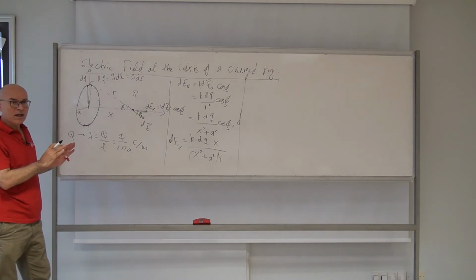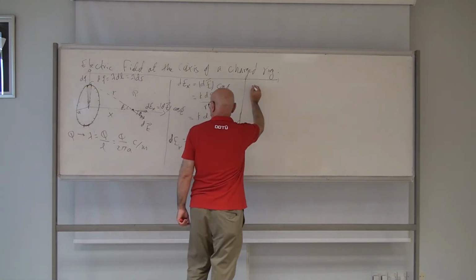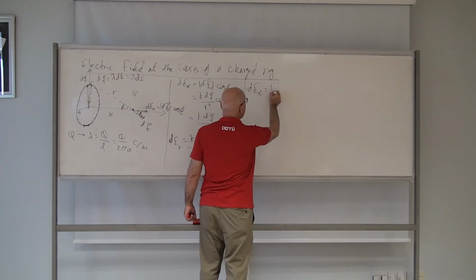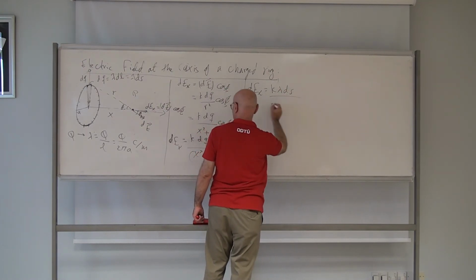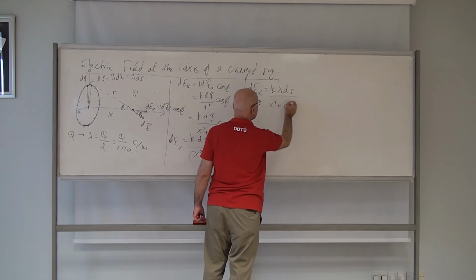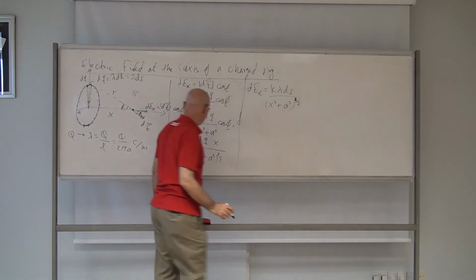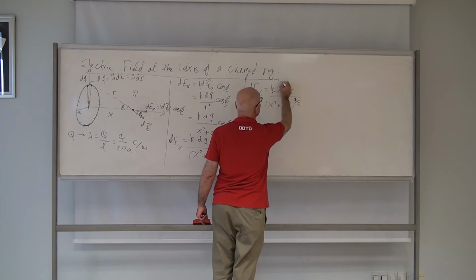Let me keep it this way and then proceed. So dEx now is k lambda ds over x square plus a square to the power 3 over 2, and I have x, of course.